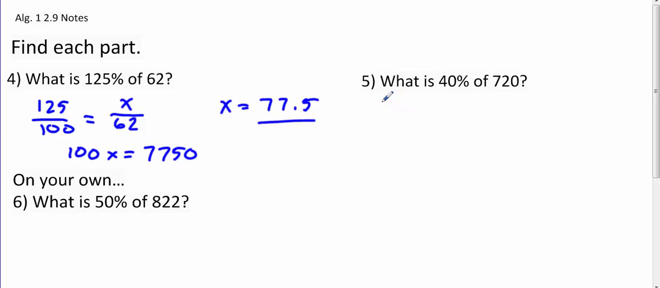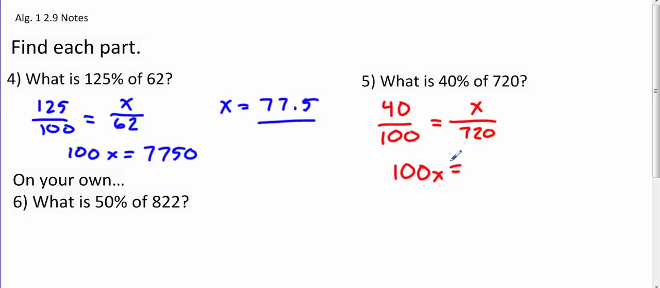All right, similar kind of question, at least as far as the setup goes. What number is 40% of 720? So we'd say 40 is to 100 as x is to 720. Getting used to that cross products property now. So 40 times 720 would give us 28,800. And one step of division would give us our number, 288. So 288 is 40% of 720.